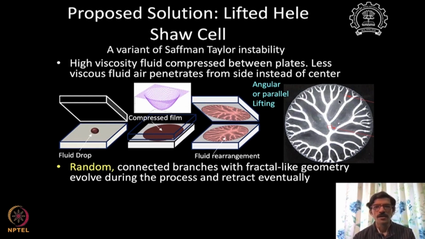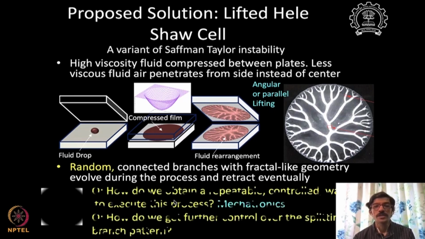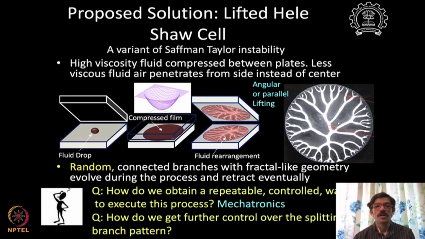What patterns evolve right now are random branches. Every time you do the process, you may not be guaranteed that the same pattern will come. In fact the patterns will be completely different every time you carry it out. Now we want these patterns to be repeatable and controlled in some way, and we want to know how we execute this process with mechatronics. So we will proceed to seek answers to these questions.